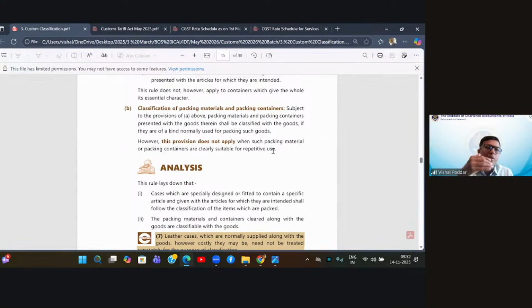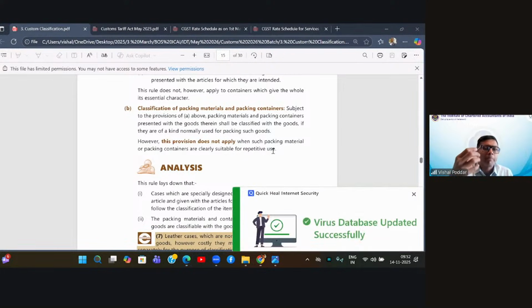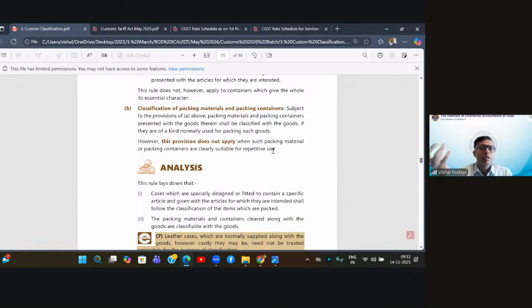I'll give you an example, a gas cylinder. In a gas cylinder, when a gas is supplied, let us say we talk about LPG or oxygen cylinders, after the gases are consumed, the cylinders come back for refilling. Again, they are sent back. So when a particular packing material is capable of repetitive use, it will go to the chapter of that packing material. If not, it will again go to the chapter of the respective goods.